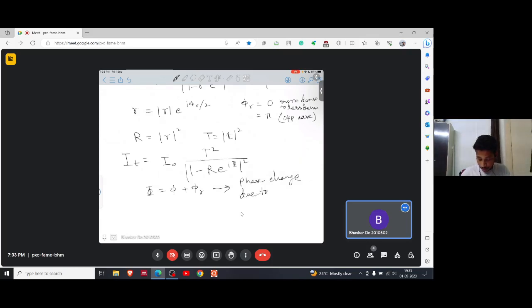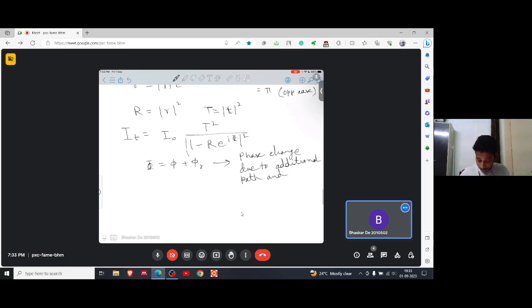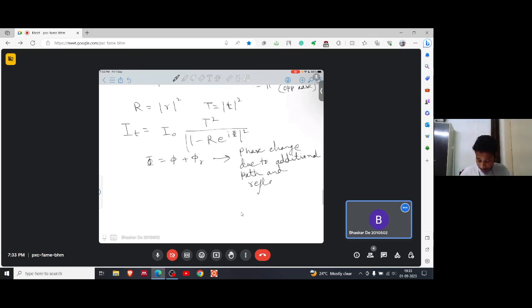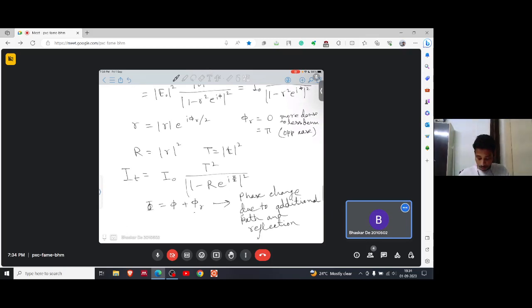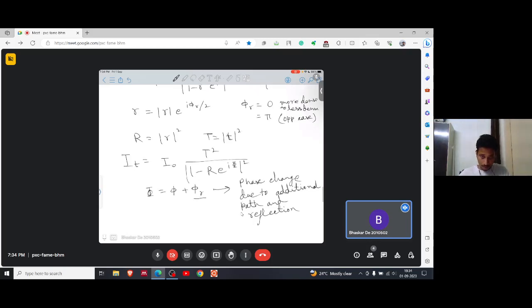So this means the phase change due to additional path and reflection. So basically, if the reflection is from more dense to less dense medium, then this phi r will be 0, and if it is from less dense to more dense medium, then this phi r will be pi.